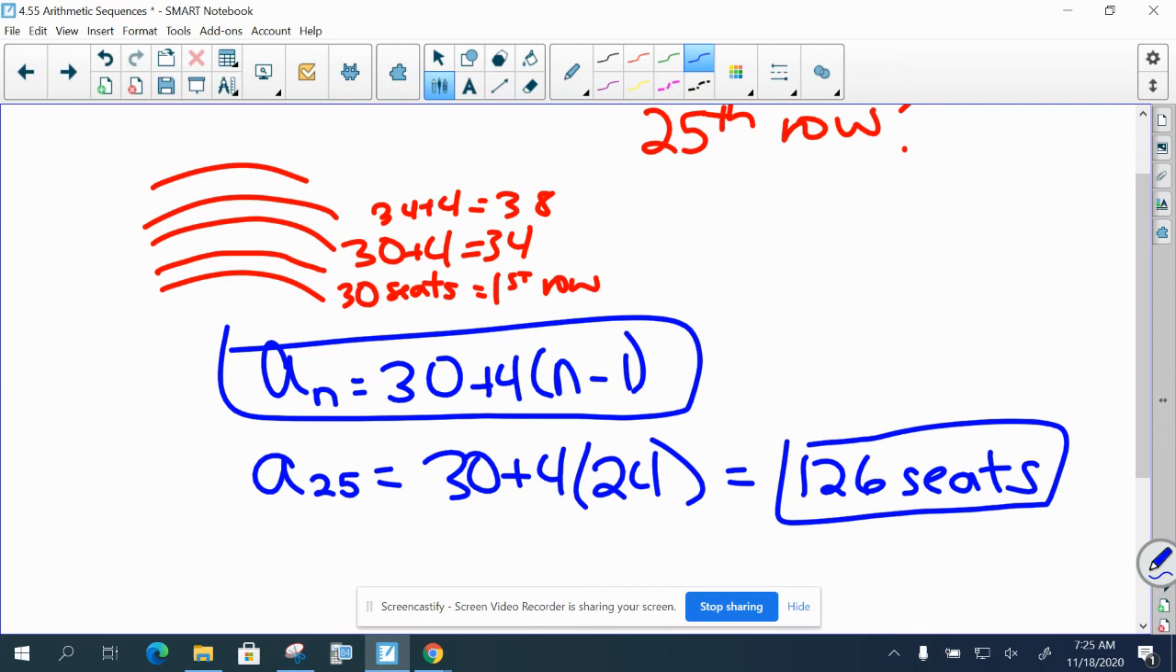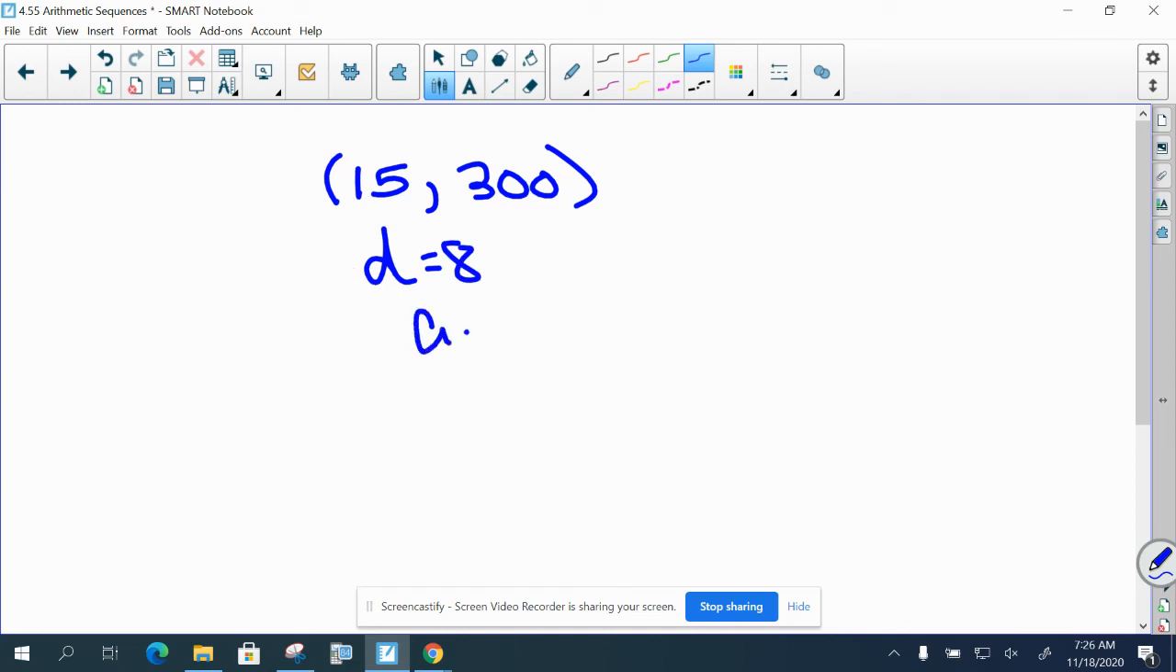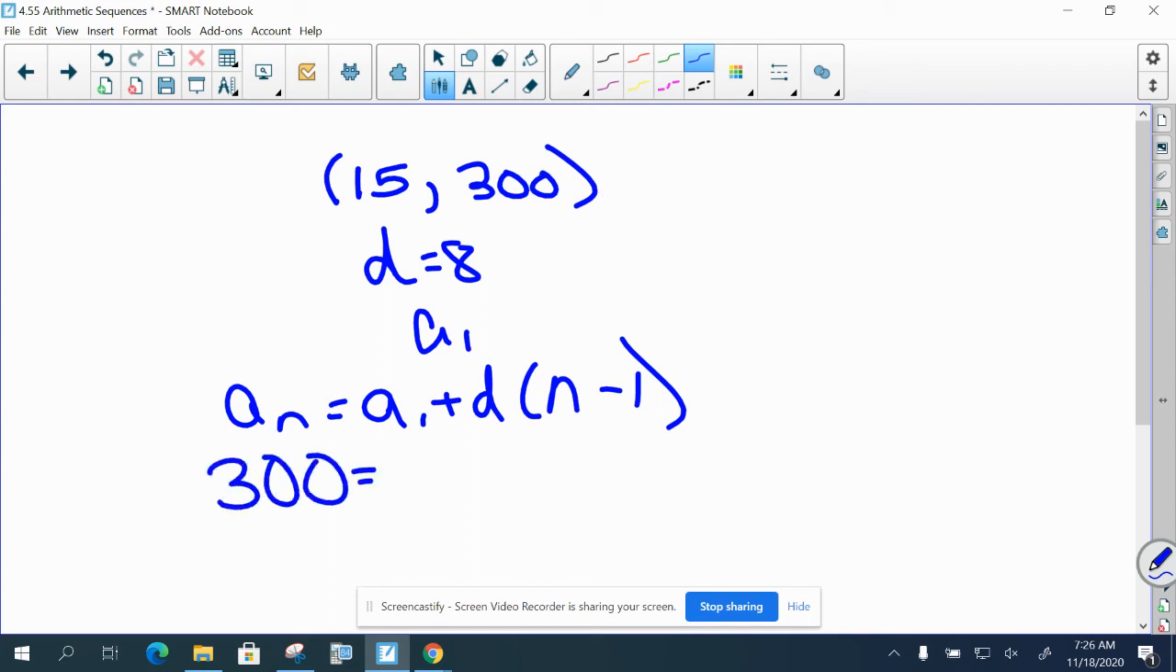Another one could possibly be, you'll write your rule, but it will tell you the nth term. So let's say, for example, it tells you that the 15th term is 300. And it also tells you that your common difference is, let's say, 8. But it doesn't tell you what your first term is, and it wants you to figure out the first term. So basically what you're going to do is plug all of this information into the explicit formula. So a sub n equals a sub 1 plus d times n minus 1, and then solve for a sub 1. So a sub n is going to be 300. A sub 1 is what we're trying to find. Your common difference is 8, so plus 8 times n, where n is 15, minus 1.